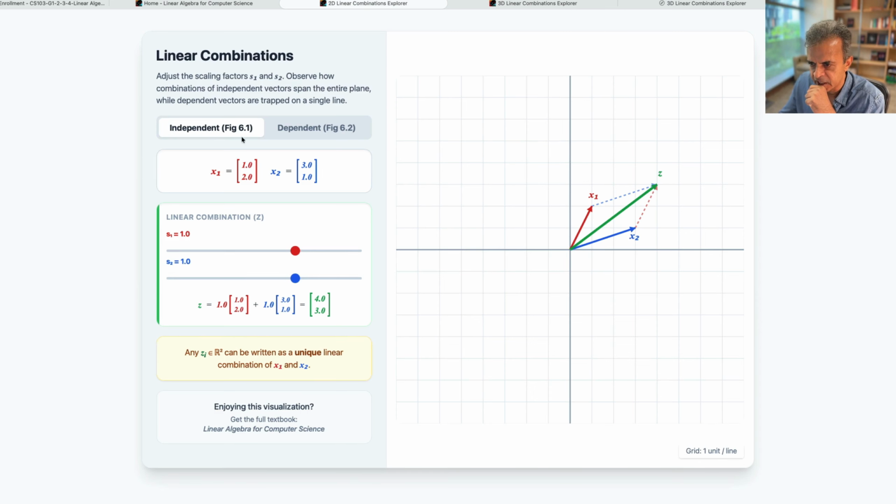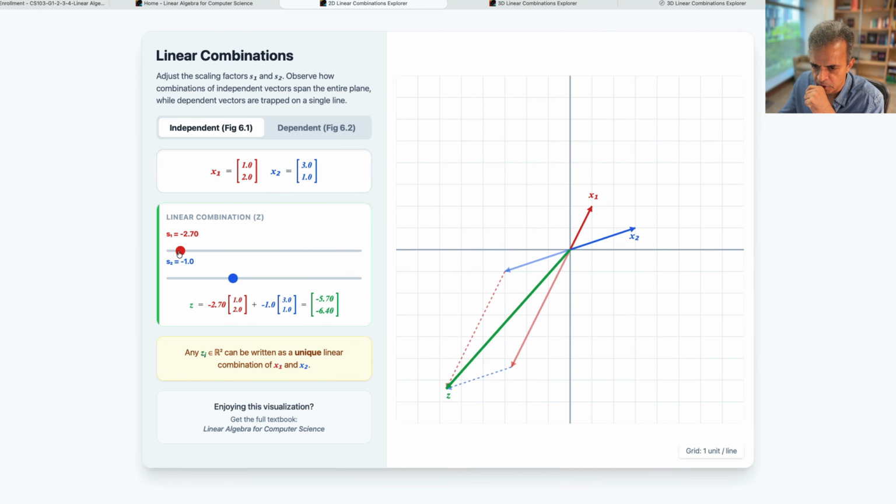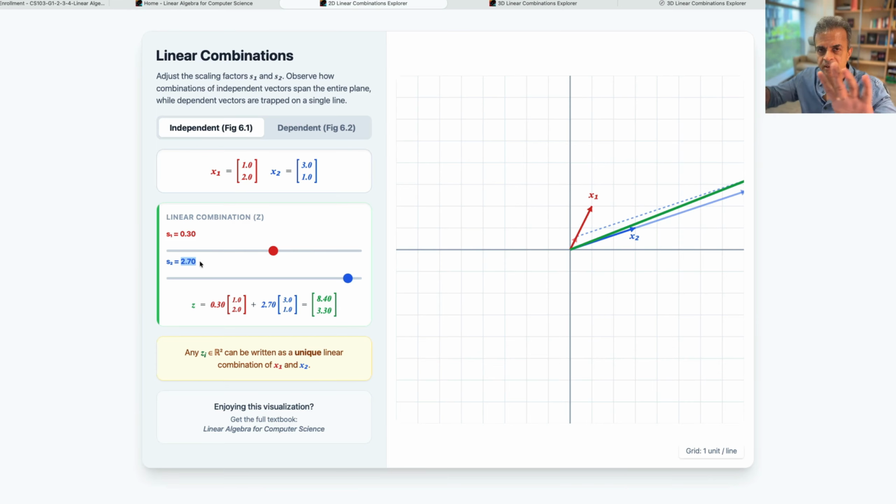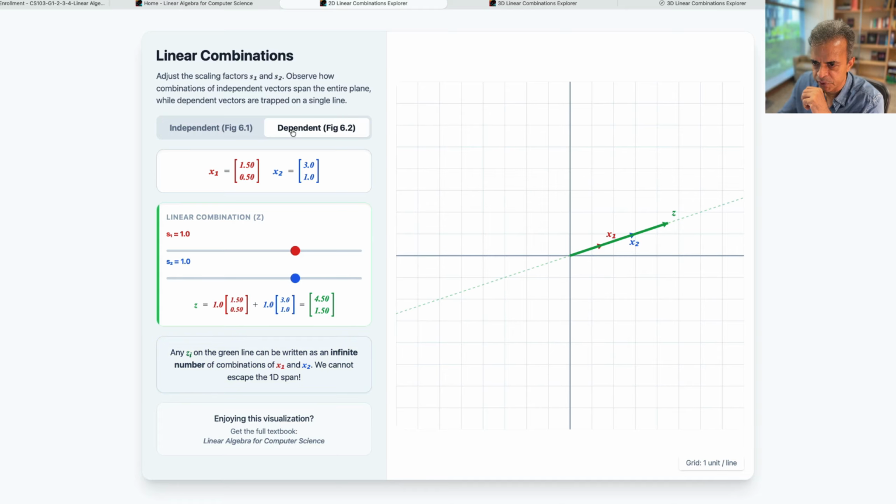So if they're linearly independent, I can change the scaling factors here just to see that I can span any vector in R2. So you can see that if I change my linear combination, I can get any point in this plane. In principle, really going to infinity in any direction. Now that is a linearly independent case. If you go to linearly dependent case, then you can see that regardless of what scaling factors you use, because your starting vectors were linearly dependent, x2 being 2 times x1, you cannot get out of that line, that green line. So that's what I wanted to show you.